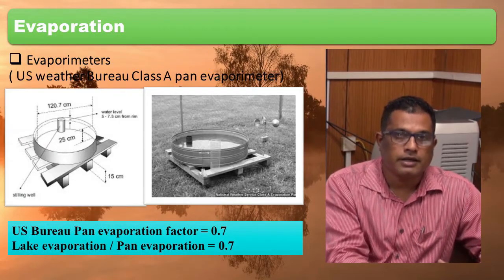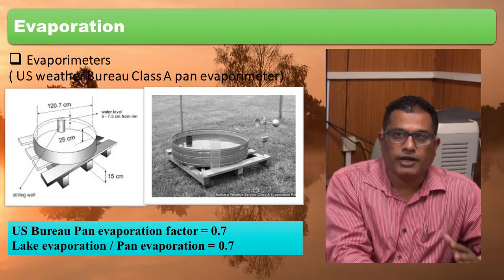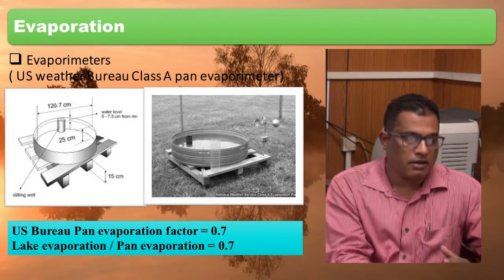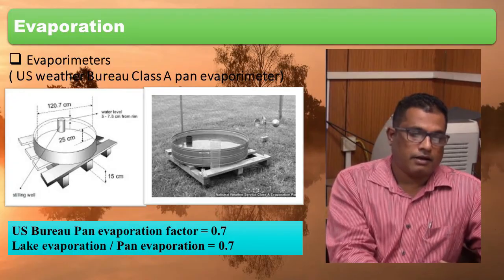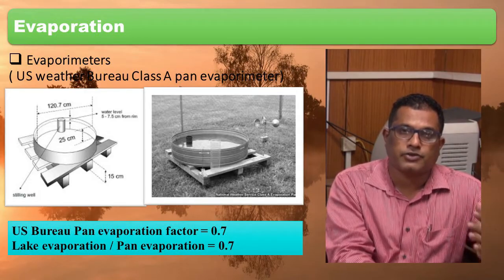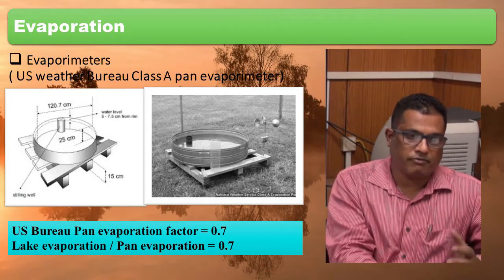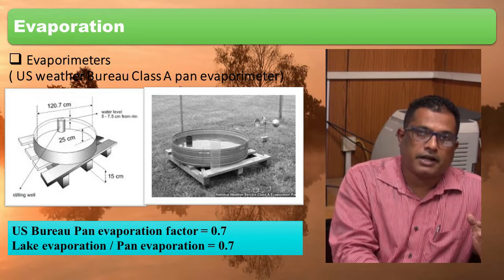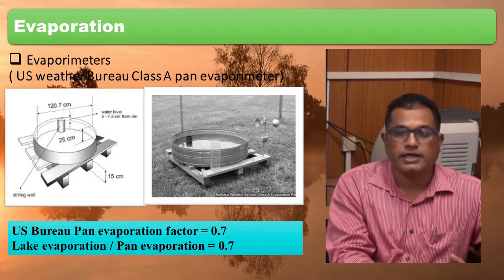Generally it is taken over one day. In one day, how much depth is depleted, that would be the evaporation from that particular area. And this is equated with the evaporation from a sea, ocean surface or a lake surface. Generally, evaporation from a small container of this size would be a little more than what happens naturally in a lake or an ocean. That's because it is in contact with the iron sheet, and heat will affect the rate of evaporation. Some correction has to be done, and this correction factor, which we call the US Bureau Pan Evaporation Factor, is 0.7.